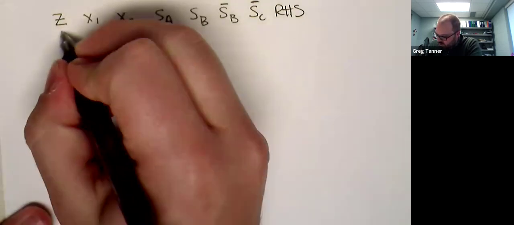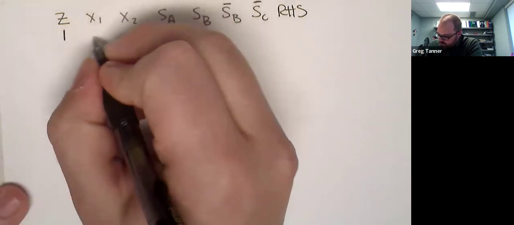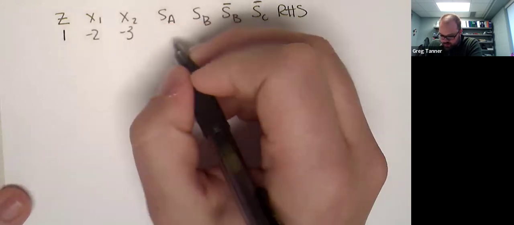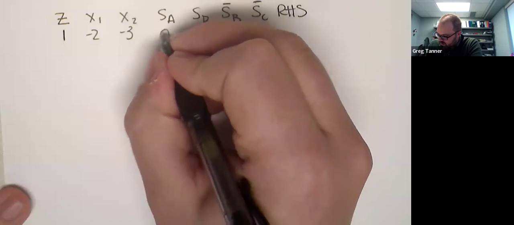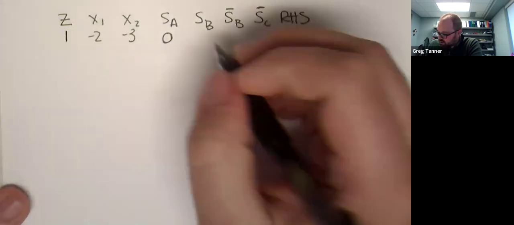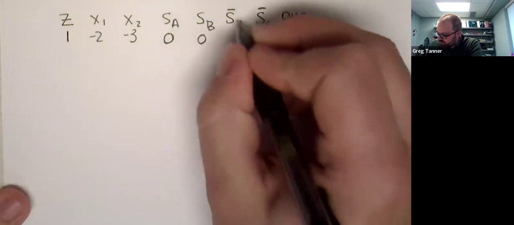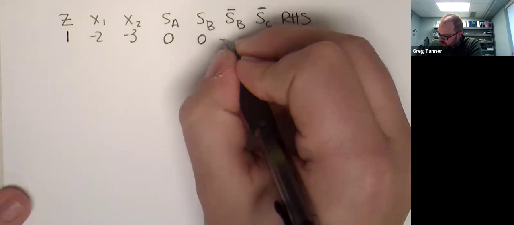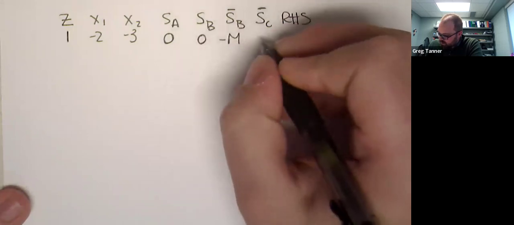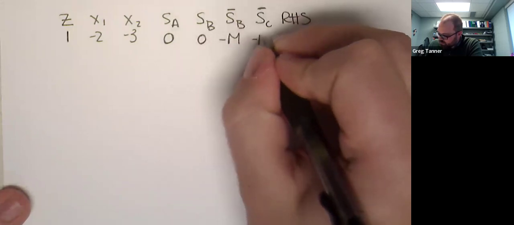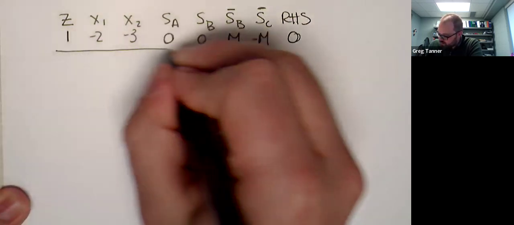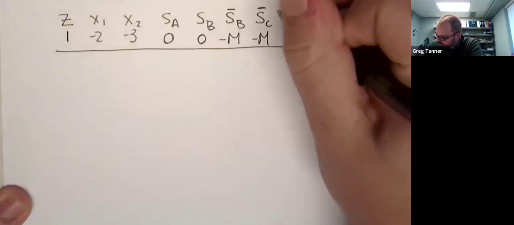Okay, so putting that in here, I've got 1z minus 2x1 minus 3x2. The slack variable doesn't show up. The surplus variable doesn't show up. The artificial variable is going to get a minus big M, and the other artificial variable will also get a minus big M, and my right-hand side is going to be equal to 0. And that's my objective row.